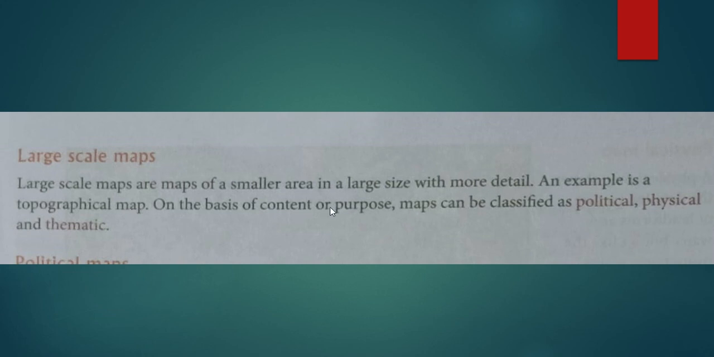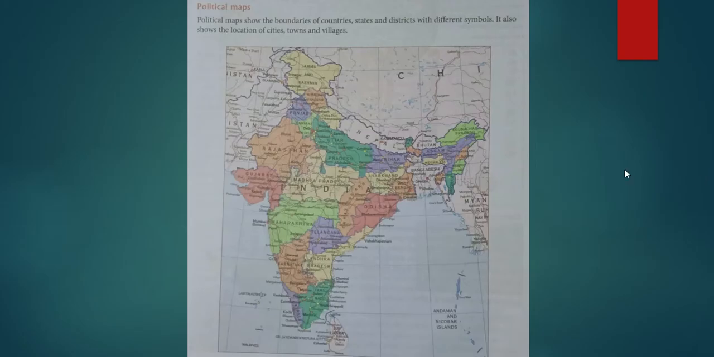On the basis of content or purpose, maps can be classified as political, physical and thematic maps. As you can see in the picture, it's an example of a political map. A political map shows the boundaries of countries, states, and districts with different symbols. It also shows the location of cities, towns, and villages.